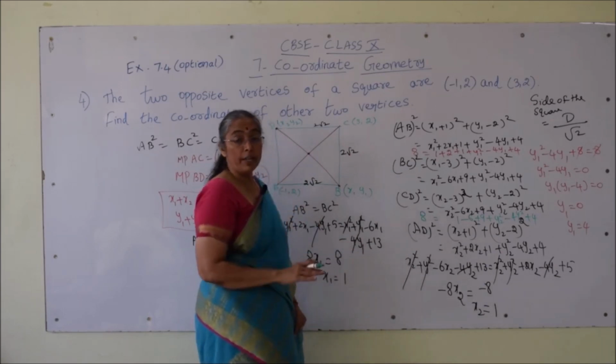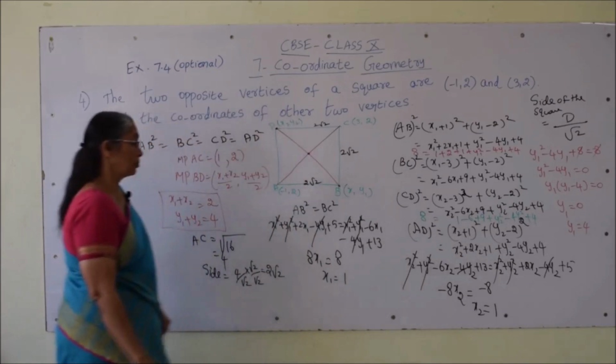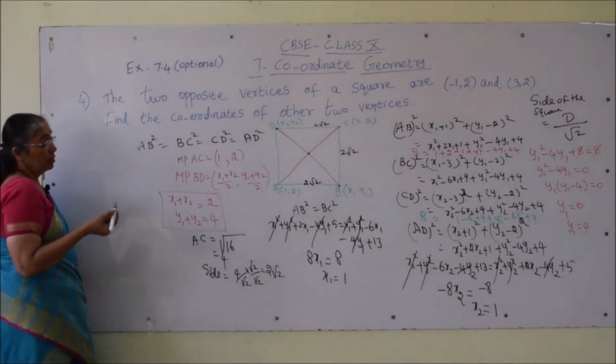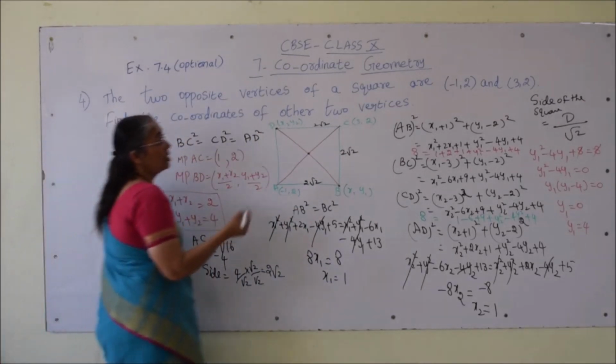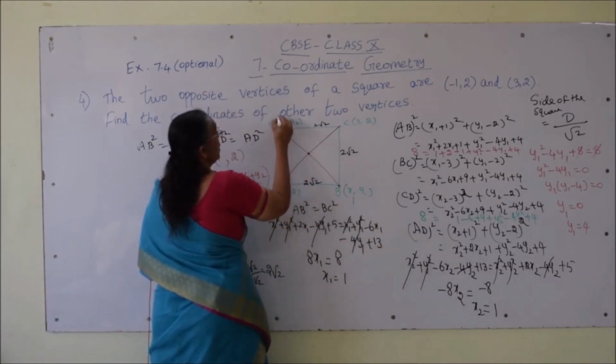So, we can take one value y1 as 0 and y2 as 4. Therefore, the other two vertices are, when x1 is 1, we got both x1 and x2 values the same.